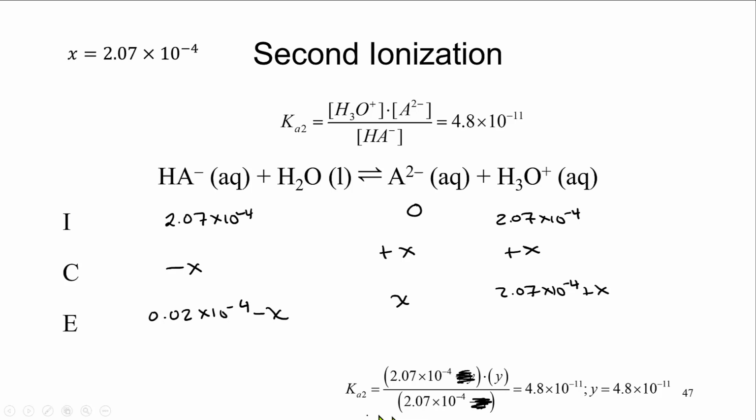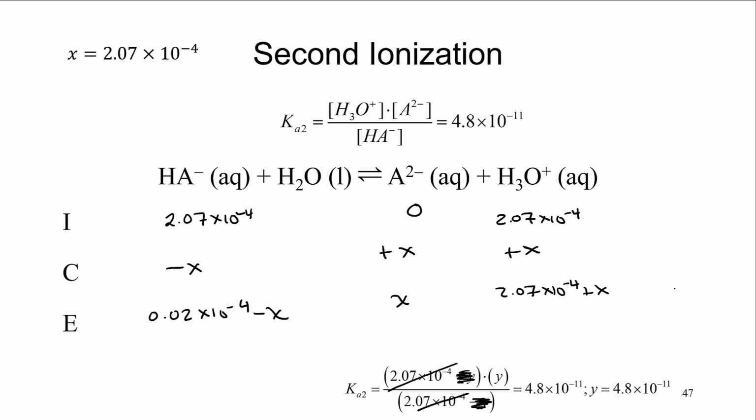Now, what do you have then? You have 2.07 times 10 to the minus 4 times y divided by 2.07 times 10 to the minus 4, and you can cross this out like this. And y is equal to 4.8 times 10 to the minus 11. And why is this funny? Because it's equal to the equilibrium constant. Okay, and this always happens in these problems. The second ionization of a solution containing only one polyprotic acid, so there's no other things in there, the second ionization is always equal to the equilibrium constant for that reaction.